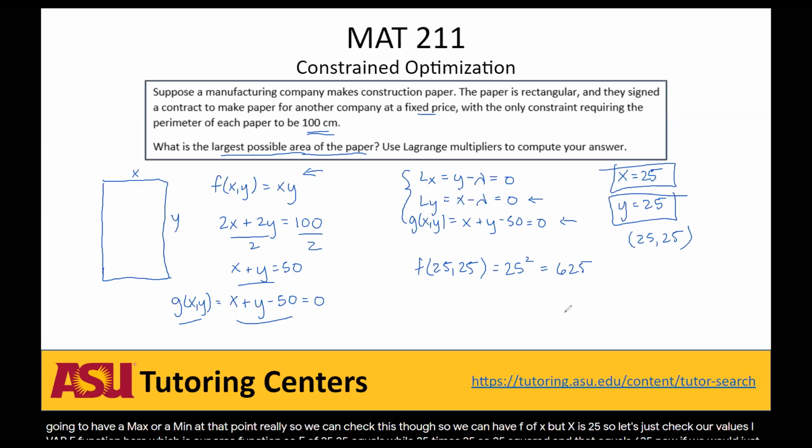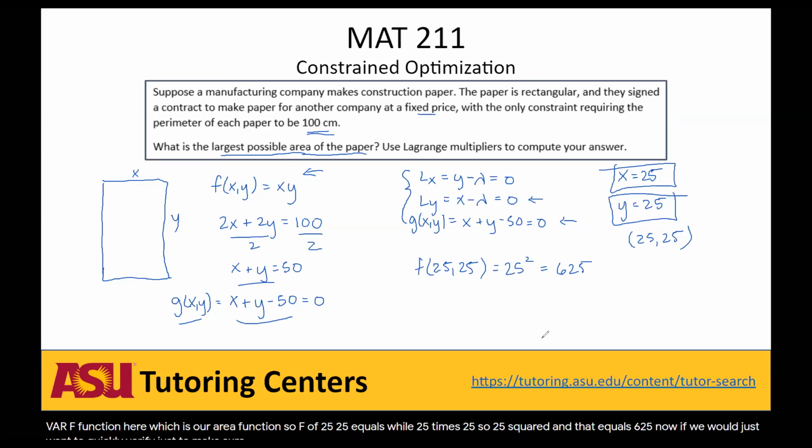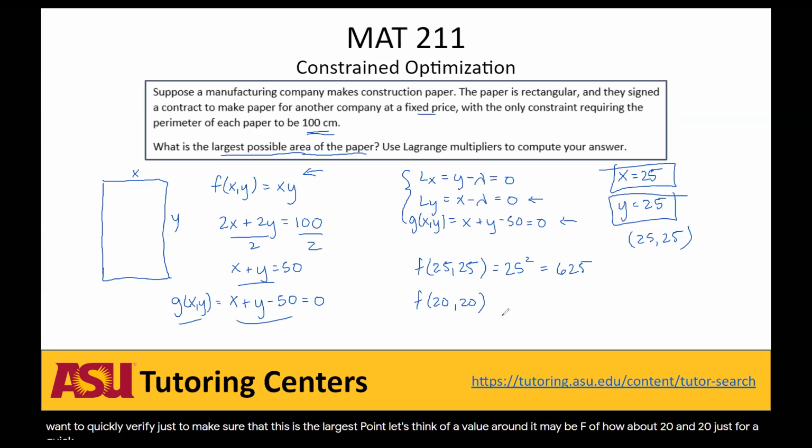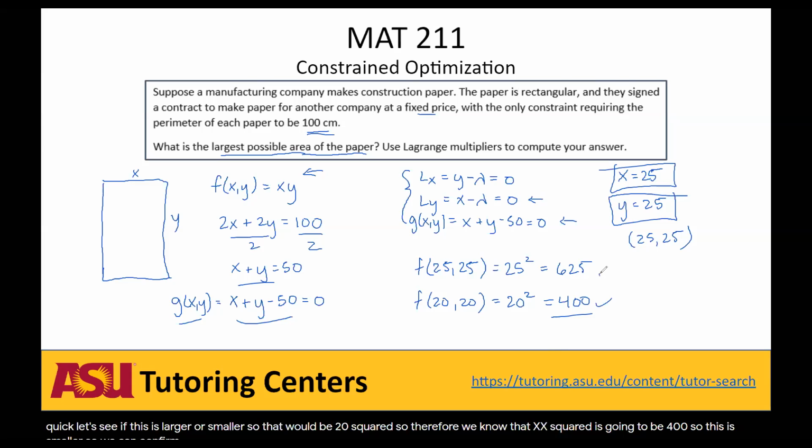Now, if we would just want to quickly verify, just to make sure that this is the largest point, let's think of a value around it. Maybe f of, how about 20 and 20, just for a quick check. Let's see if this is larger or smaller. So that would be 20 squared, which is 400. So this is smaller. So we can confirm that this, being our only critical point, is going to be our max.